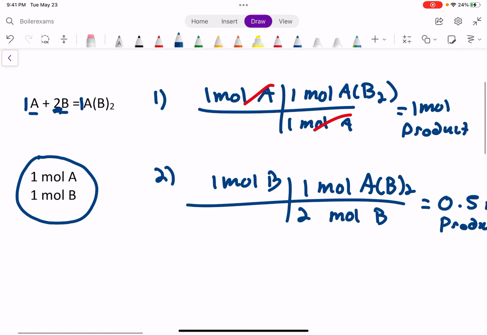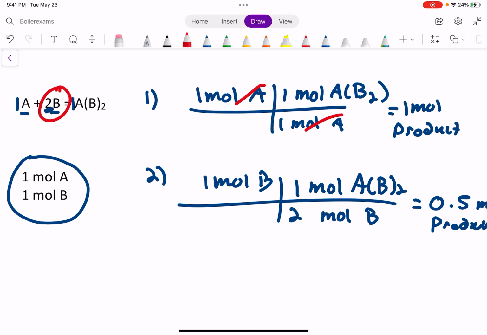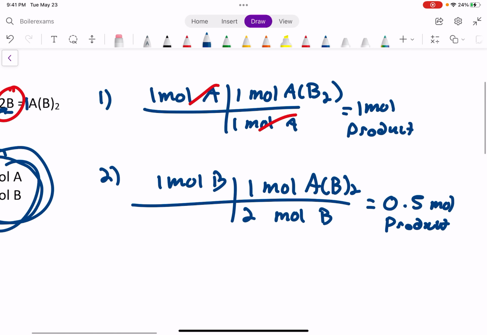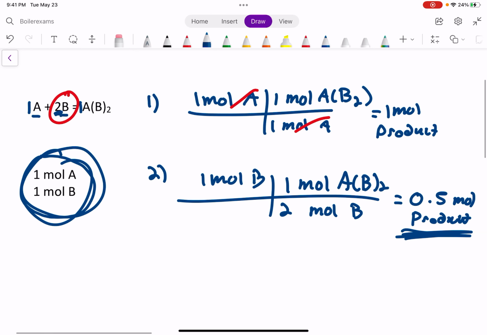So B then is my limiting reagent. And if you had some system where you were just given 1 mole each, you would get half a mole of product, because that's all that would form. All the B would be used up as soon as you form half a mole of product. So the remaining A wouldn't be able to be used to form more product. So that's the gist of how we're going to solve these.